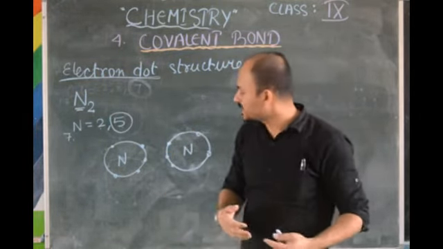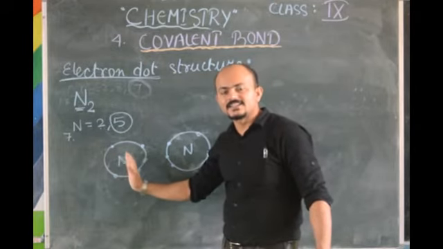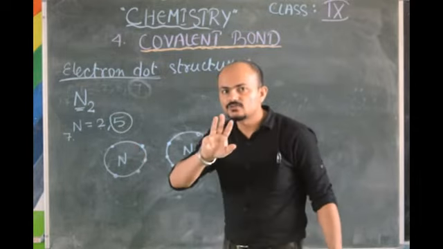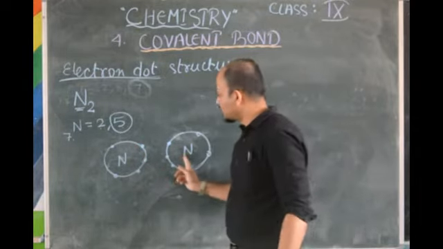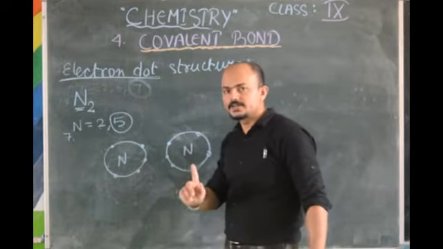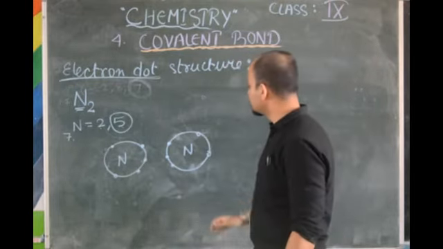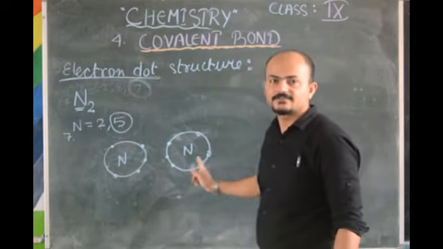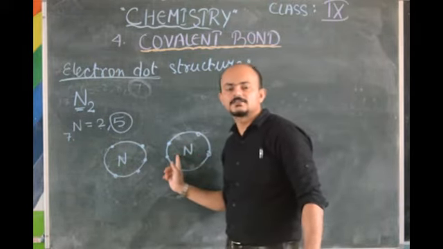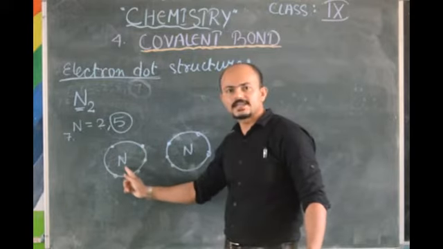So what can it do? It has 5. Now if its octet, that is 8 electrons in the valence shell, has to be complete, then it has to share 3 from this nitrogen. Yes or no? This 3. Okay, this 5 plus 3 would be 8. Similarly, for this nitrogen, again it has 5 electrons in the valence shell. Now if its octet has to be fulfilled, then it needs to share these 3 electrons from this nitrogen.